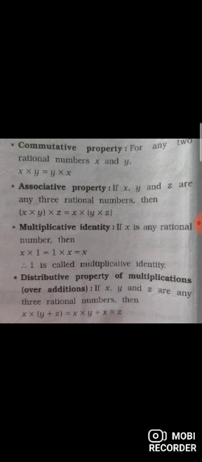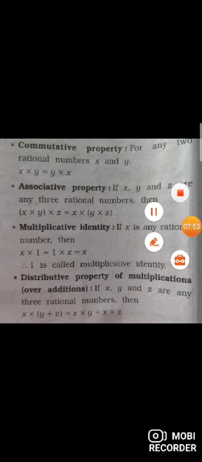Okay, now multiplicative identity. Here, if x is any rational number, any number like 2/3, and it is multiplied by the identity, that is 1, we will get the same answer: x into 1 is equal to x. 15 into 1 is equal to 15. So 1 is called the multiplicative identity here.